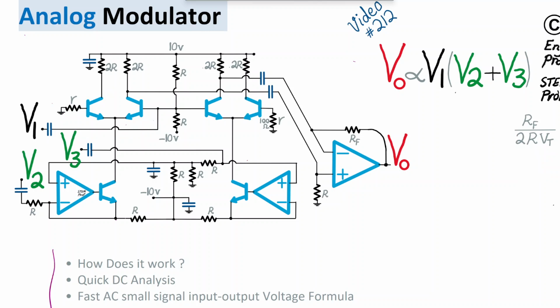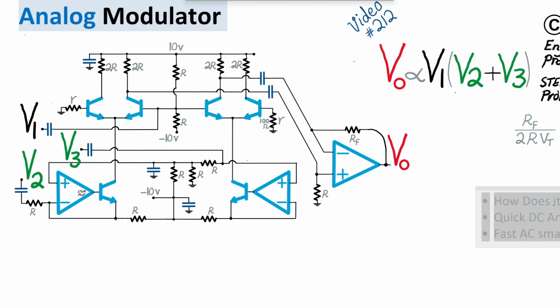So we want to do a quick DC analysis to understand how the circuit is working, and also a very fast, hopefully, small signal input-output voltage formula calculation to show and prove that this is the case. So that's the plan. Okay, so the first thing to do is understanding how the DC in this circuit is working.